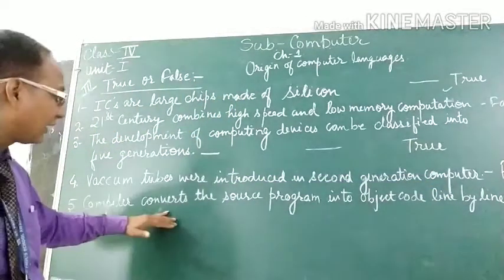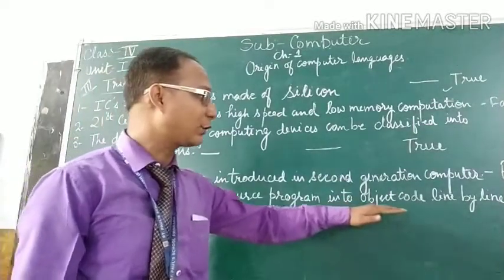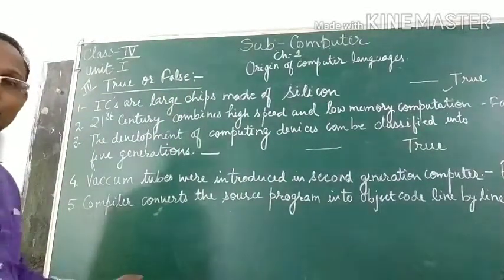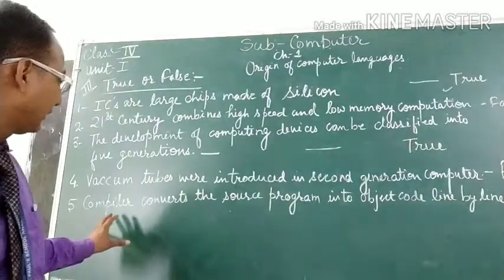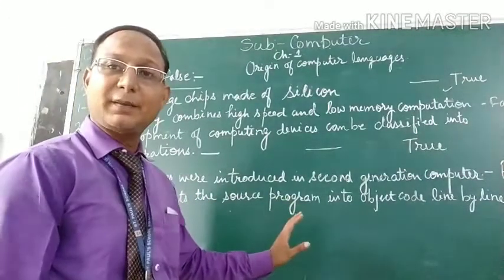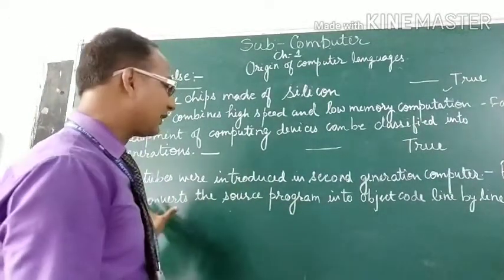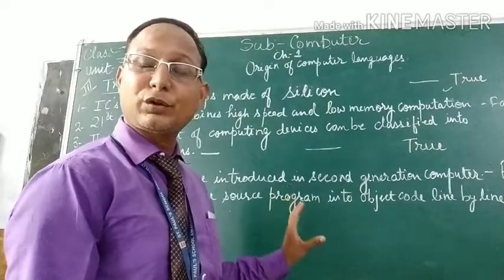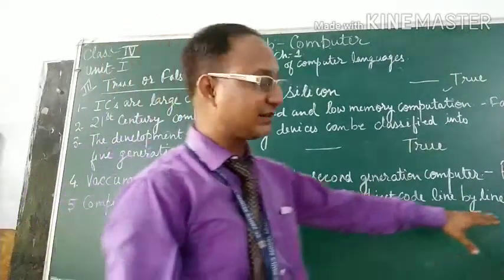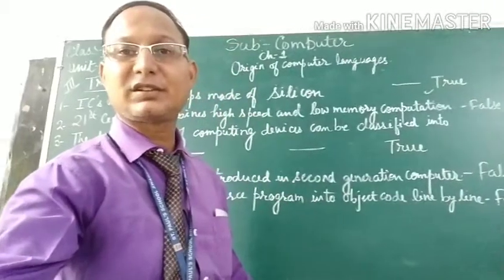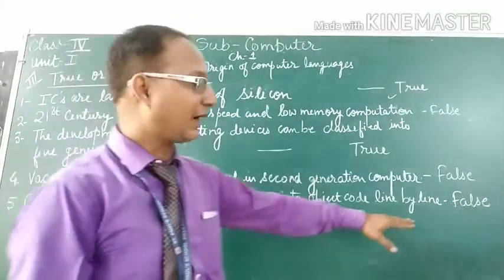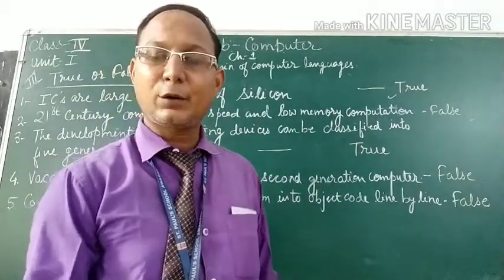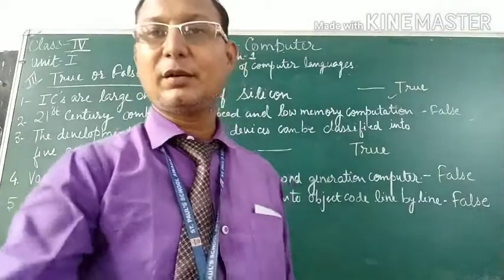Compiler converts the source program into object code line by line. Is this statement true? No, this is false because this work is done by the interpreter, whereas the compiler converts the whole program at one time from source code to object code. So this statement is again false. You will write false after this statement. Now is it clear? Now note it down in your books. Okay students?